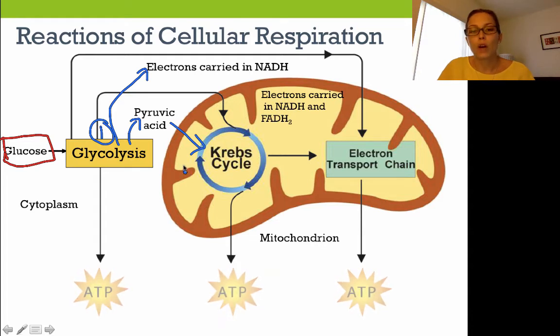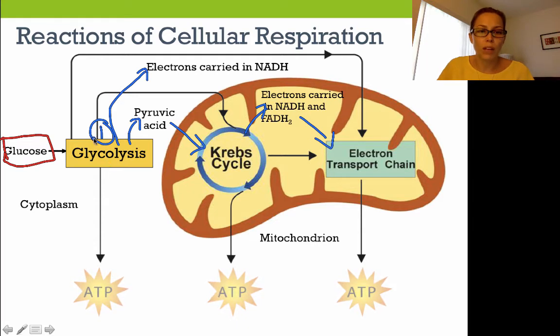Okay, so pyruvic acid, this is that line here. The pyruvic acid goes into the Krebs cycle, and the Krebs cycle goes round and round, and it produces electron carriers, NADH and FADH2, and those electron carriers head on over to the electron transport chain.